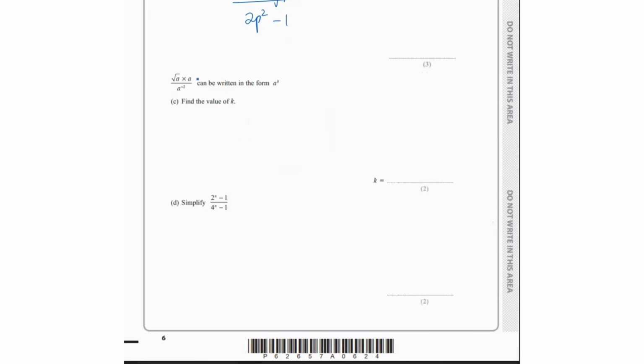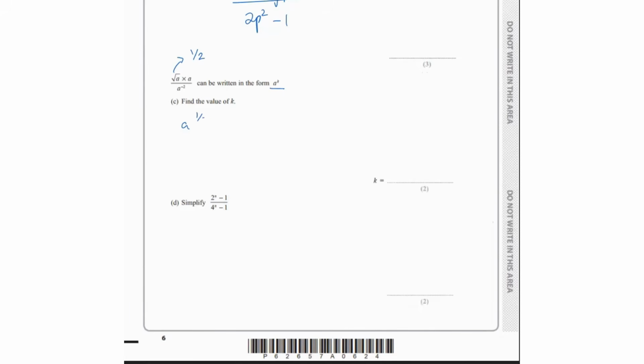Root a times a over a power of -2 can be written in the form of a to the power of k. Find the value. So whenever similar bases are being multiplied, we add the powers. Root represents the power of 1 over 2. Cube root represents the power of 1 over 3. Fourth root represents the power of 1 over 4. So it's just like that. Whatever small number is on the side, it's that power.